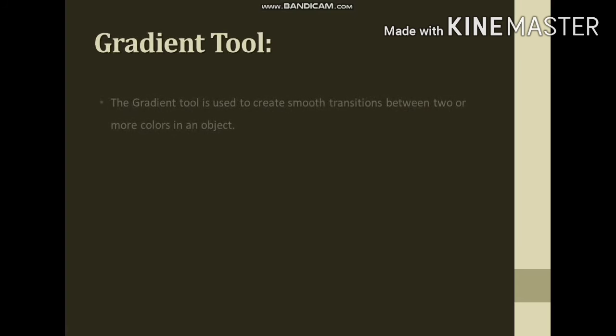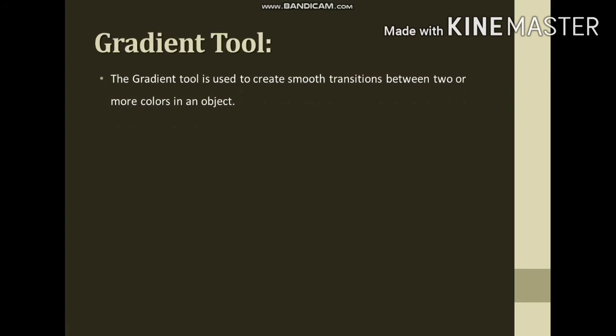Gradient tool. The gradient tool is used to create smooth transitions between two or more colors in an object. There are four types of gradients, namely linear, radial, conical and spiral.